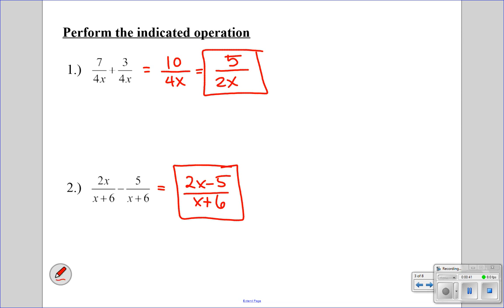Now, it was really nice when our denominators were the same, but what do we do when the denominators are different, like 1/2 minus 1/3? Well, we have to multiply each fraction to get the same denominator. I would multiply the first one by 3 on top and bottom, and the second one by 2 on top and bottom. So that would give us 3 over 6 minus 2 over 6. We can now subtract, and we get 1/6.